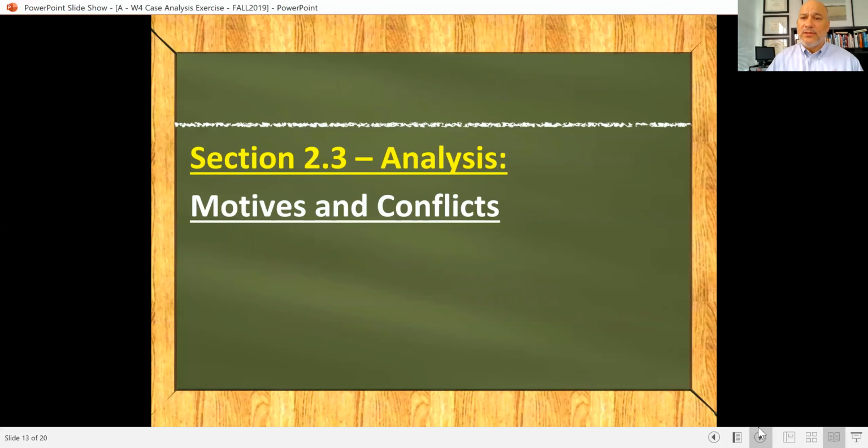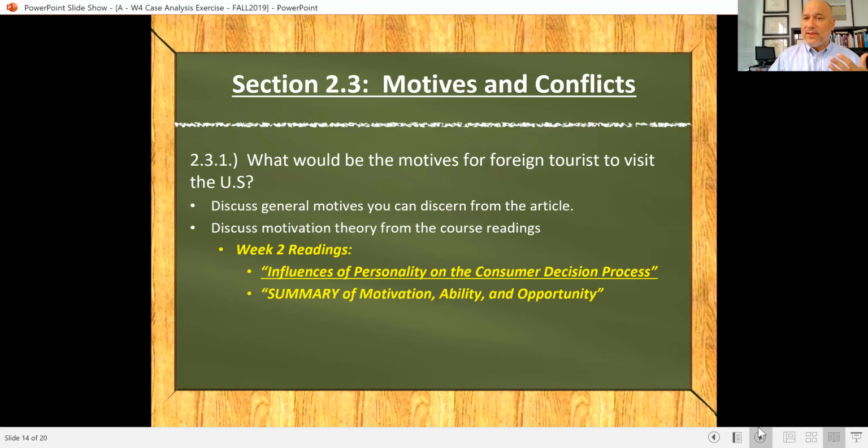So, section 2 talking about changing their attitude. Section 3 asks you to look into their motives and their motivational conflicts. So you consider them as well as their attitudes in developing the ad that's going to be the response to change their attitudes. Here we have 3 questions again. Be sure that you're addressing all 3 questions. The first question asks, what would be the motives for foreign tourists to visit the US? Here I want to encourage everyone to not just speculate about what their motives are.